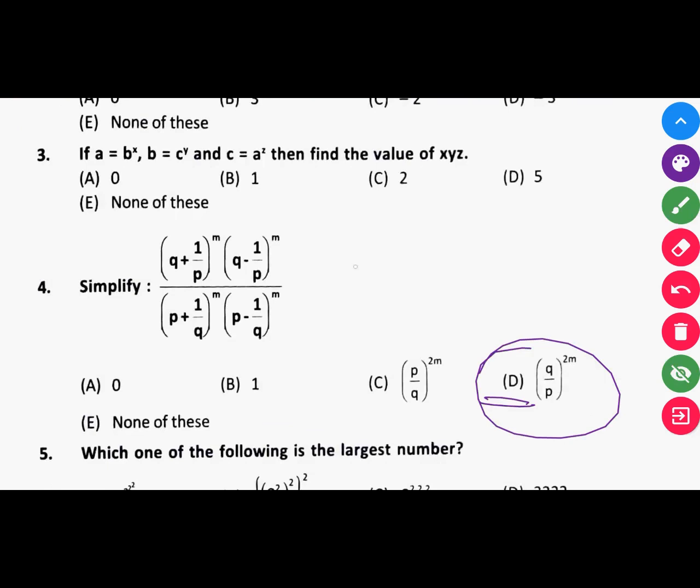Understood? Here simply we had used the formula a plus b multiplied by a minus b is equal to a square minus b square. A is q, b is 1 upon p whole. So a plus b multiplied by a minus b. So a का स्क्वायर माइनस b का स्क्वायर.